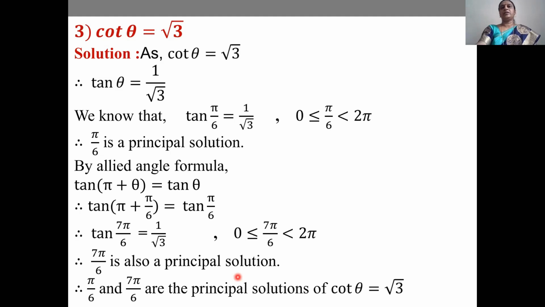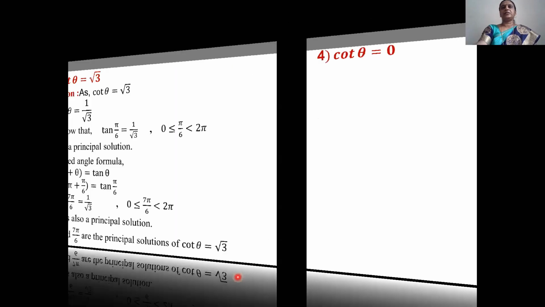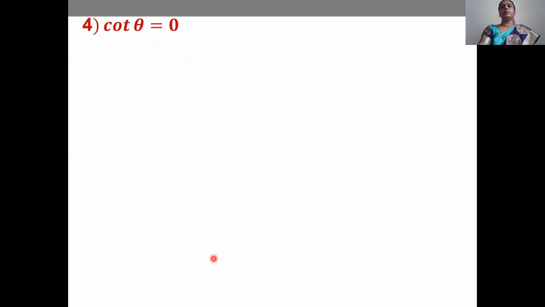In this way, from the table of 0 to 90 degrees and the allied angle formula, we are able to find the principal solutions. We have to check only whether the solutions lie in the interval 0 to 2 pi or not. Now let's consider the next example: cot theta is equal to 0.